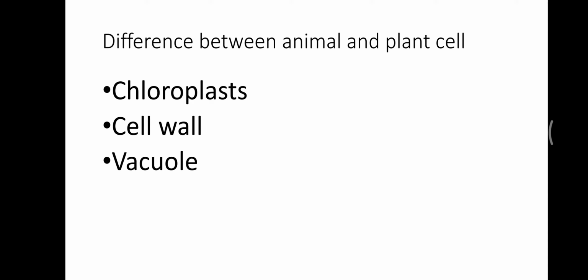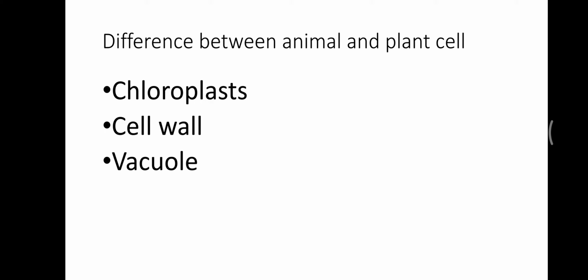This is your science class and we are doing chapter 1, from cells to organisms. The topic for today's discussion is the difference between animal and plant cells. In the last lecture we discussed the nucleus, cell membrane and cytoplasm of plant and animal cells. Today we will talk about the remaining parts present in plant and animal cells, and what the differences are between both cells. So today we will discuss chloroplast, cell wall and vacuole.